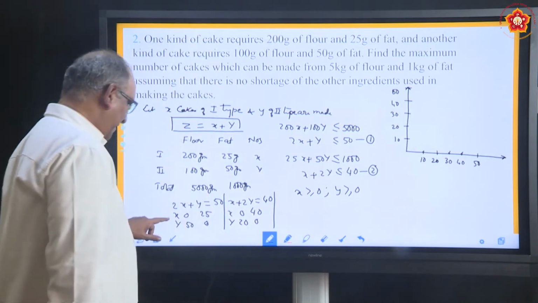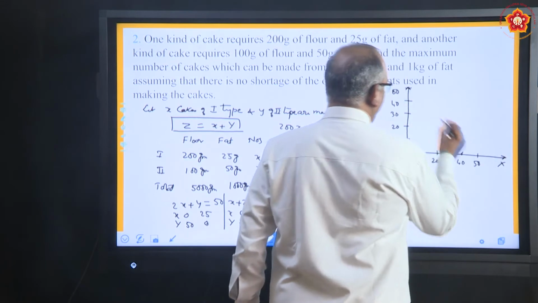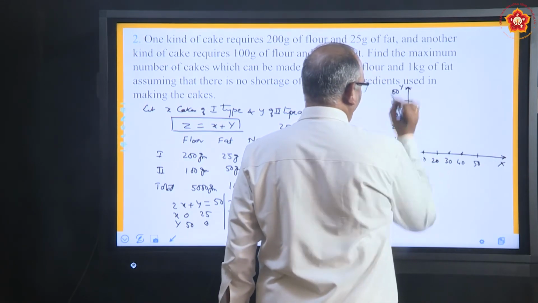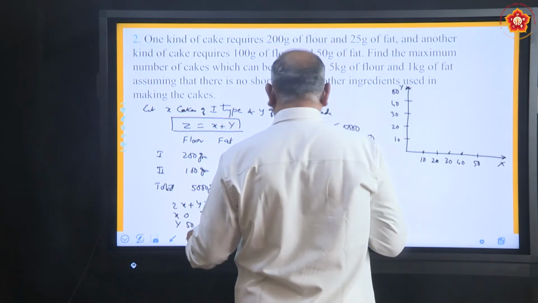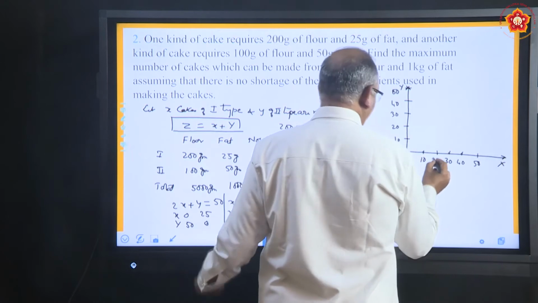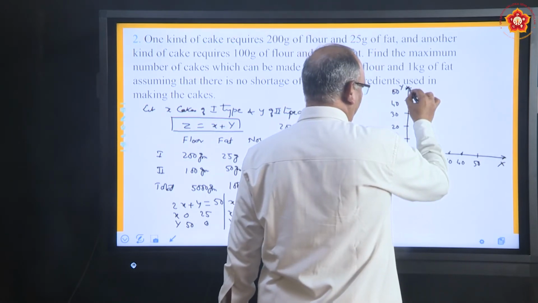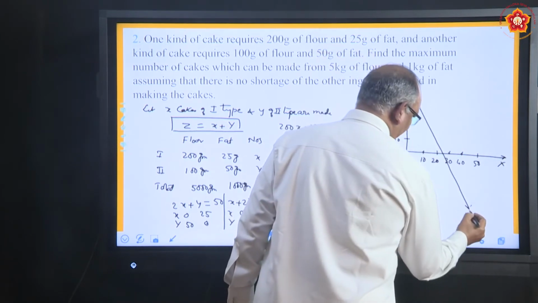Now, plot the points. x is 0, y is 50. This is x axis, this is y axis. x is 0, y is 50. So, this point, this is the first point. Then x is 25, y is 0. So, join these 2 points. This is one straight line. You can say 1.